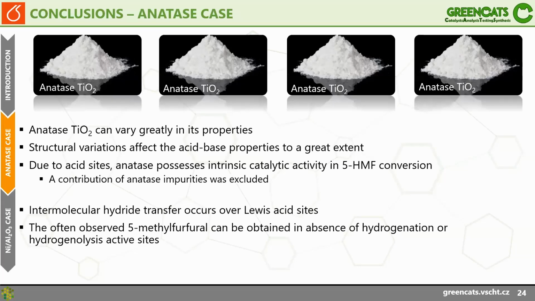So to wrap up this part, you could see that the titanium, even though it's anatase, can differ greatly in its properties, and these variations have a profound effect on its intrinsic activity in the reaction. And I didn't show that, but we were able to exclude the contribution of the impurities. We tried to introduce sulfur in the material, and it didn't play a role, and also this B-type material that doesn't have any impurities is behaving nearly the same as the A-type.